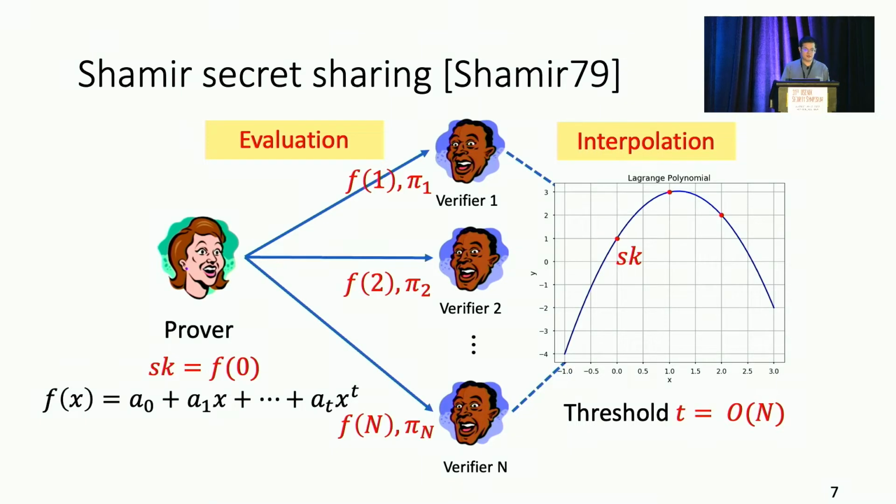And the classic secret sharing scheme is the Shamir secret sharing. So in the Shamir secret sharing, the prover encodes the secret key with a polynomial f, as you can see here. And then he evaluates f on n different points from 1 to n. Then he sends all these evaluations to n verifiers respectively. Then the verifiers can recover the polynomial, the secret, by polynomial interpolation.